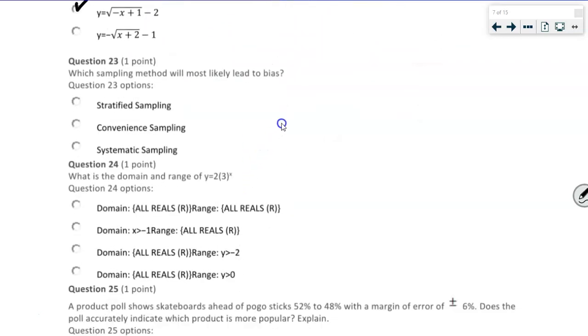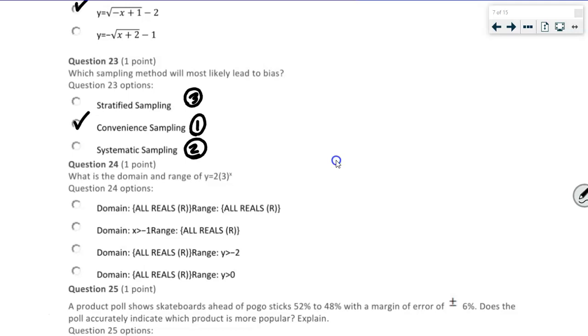23 says, which sampling method will most likely lead to bias? If we were to talk about these, this is the most biased, and stratified is the least biased. Systematic would be second. Okay, so this is the most biased. And again, that's just because you just picked people that were easily available. We're going to talk about all these different sampling methods in a few minutes.